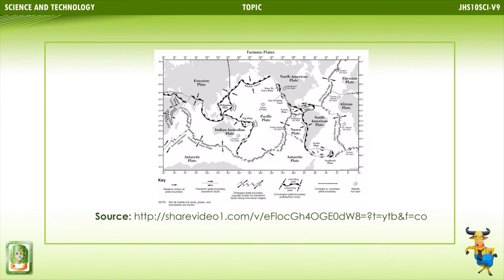Before I go back to the chart here, we also have a third type of convergent boundary called a collision zone, and that would be continental to continental. The best example of that would be India crashing into the Eurasian plate, where the Himalayas are forming.